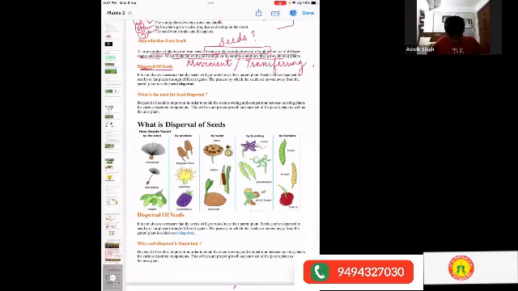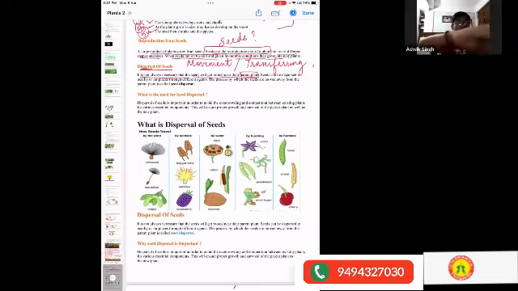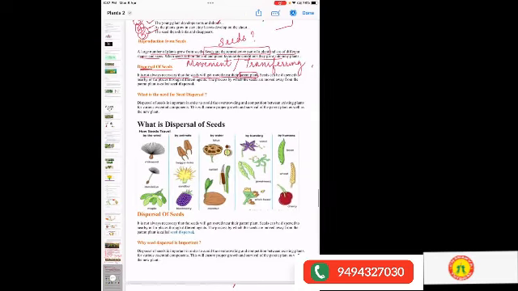So in dispersal of seeds, it is not always necessary that the seeds will get rooted near the parent plant. Now, who are the parent plants? Parent plants are plants in which the seeds are made. The parent plants are those plants from which the seed has come out. For example, I have a plant here. From this plant, whatever seed comes out, this is called the parent plant. The main plant from which the seed comes out is the parent plant.